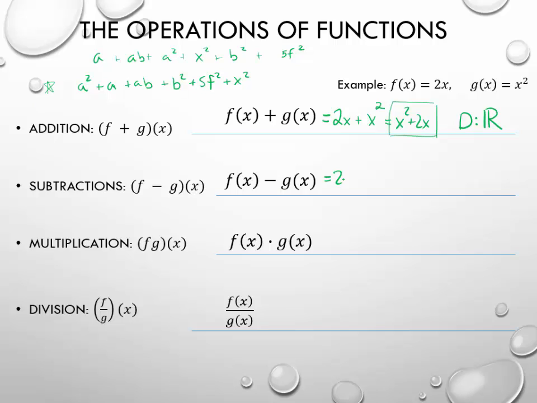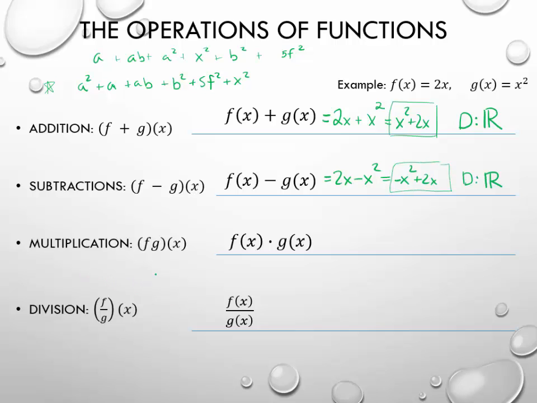Cool, next one. We have 2x minus x squared. Let's put it in order. Negative x squared plus 2x. The domain. Kim, what's the domain? All real numbers. Thank you, Kim. You have to look at f of x, all real, g of x, all real, and then you look at the combination of those two. All real. That is a polynomial.